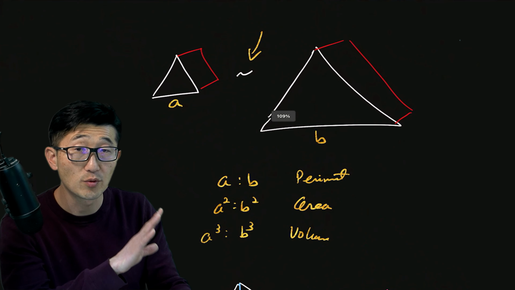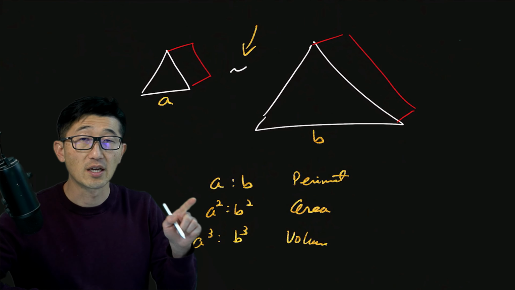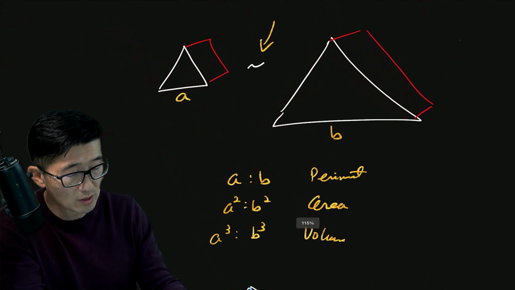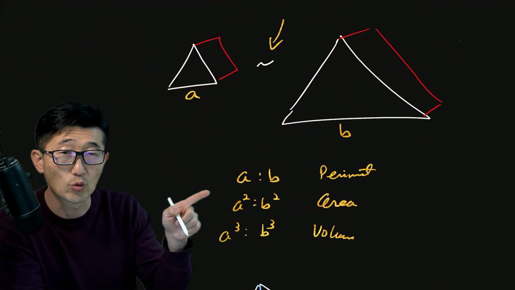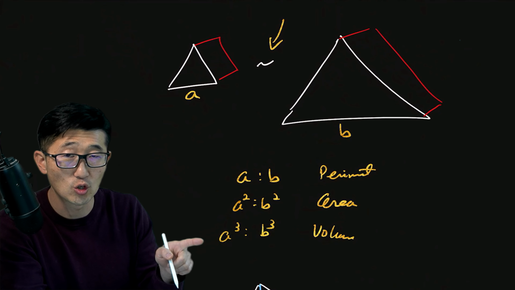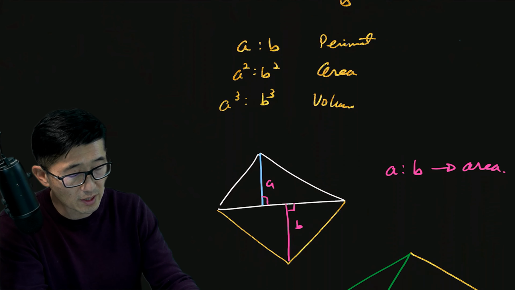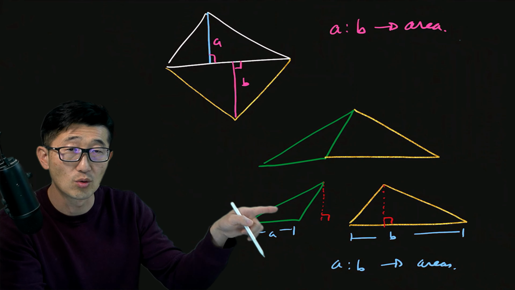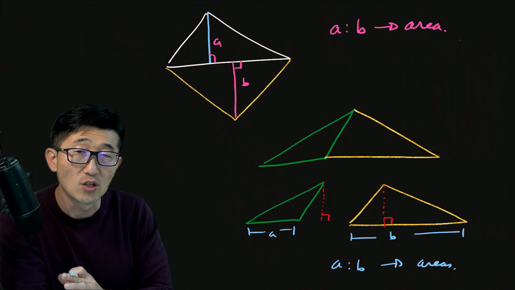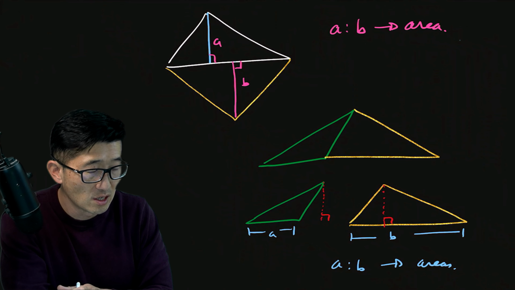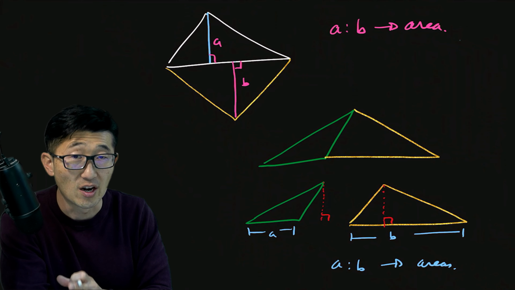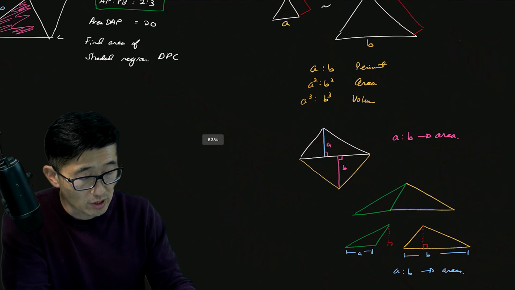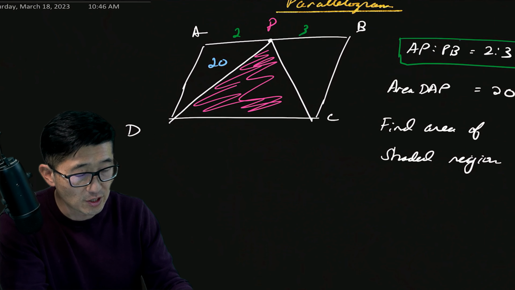Okay, so let me recap. When you have two separate triangles and they're similar, then this is the pattern you want to follow. The ratio of their sides, and if you square it, you'll have the ratio of their areas, and if you cube it, you'll have the ratio of their volume. But when you have a situation like this where two triangles are touching each other or they're sharing the same height, then the ratio of their sides is the actual ratio of their areas. You don't have to square it. Well, guess what? This is exactly what we see here.